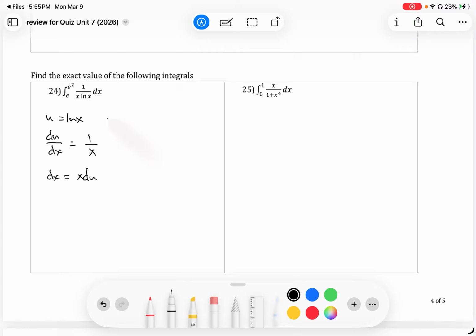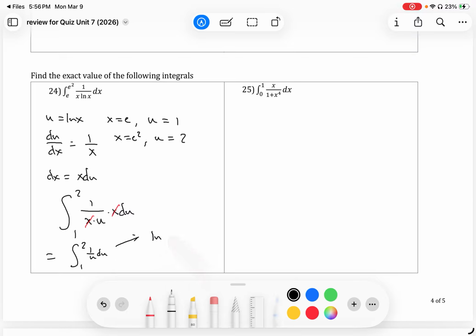Now, if u is ln x and x equals e, then u is going to be ln e, which is 1. And if x is e squared, then u is going to be 2. So my new integral is going to go from 1 to 2 of 1 over x times u times x du. The x's will divide out, and I will get the antiderivative from 1 to 2 of 1 over u du. And that gives me ln of u.